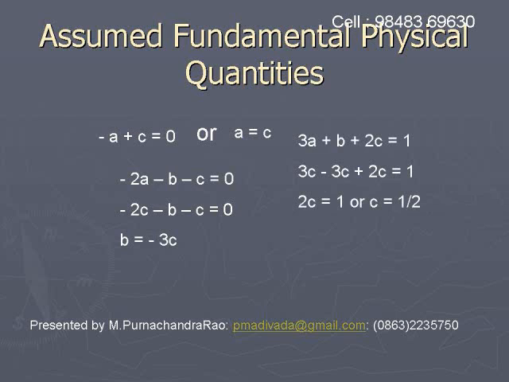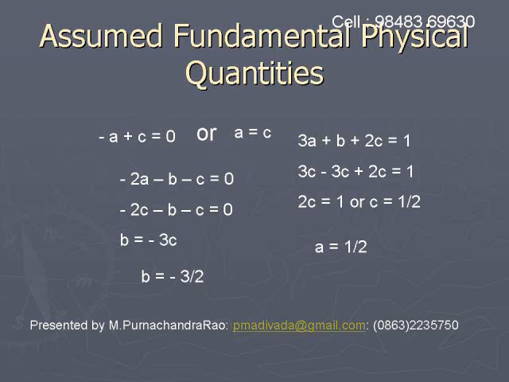We have the relation 3a plus b plus 2c is equal to 1, but a is equal to c and b is equal to minus 3c. By using these two values, we get 3c minus 3c plus 2c is equal to 1. 3c is for 3a, minus 3c is for b, and then plus 2c is equal to 1. Hence 2c is 1, or c is equal to half.